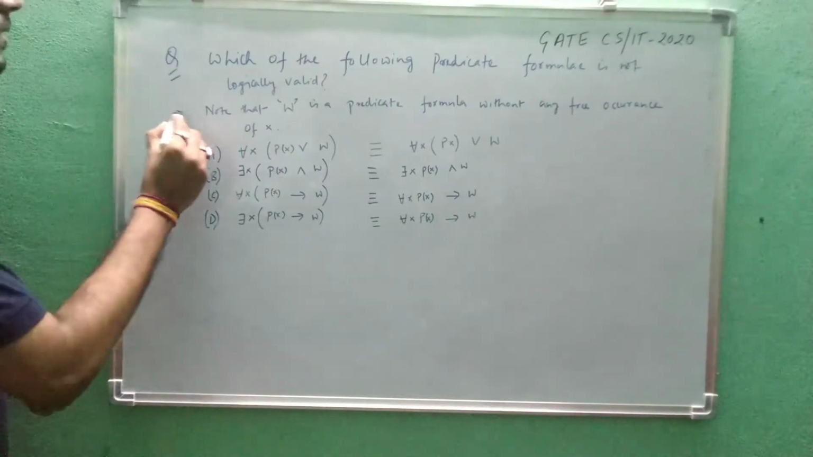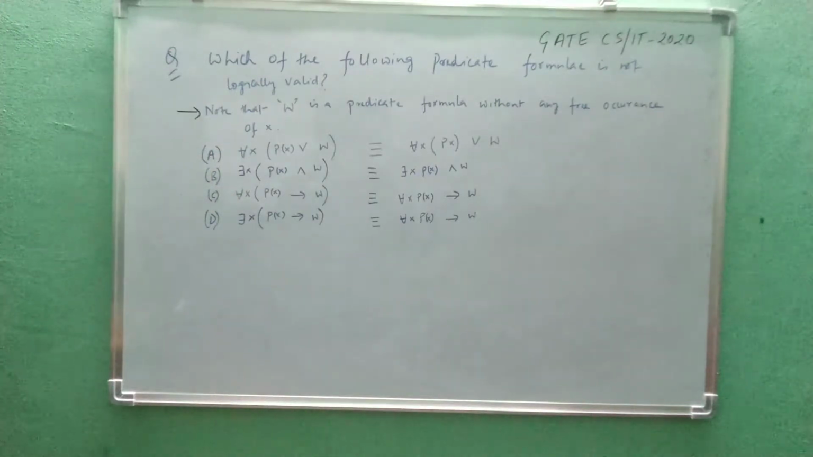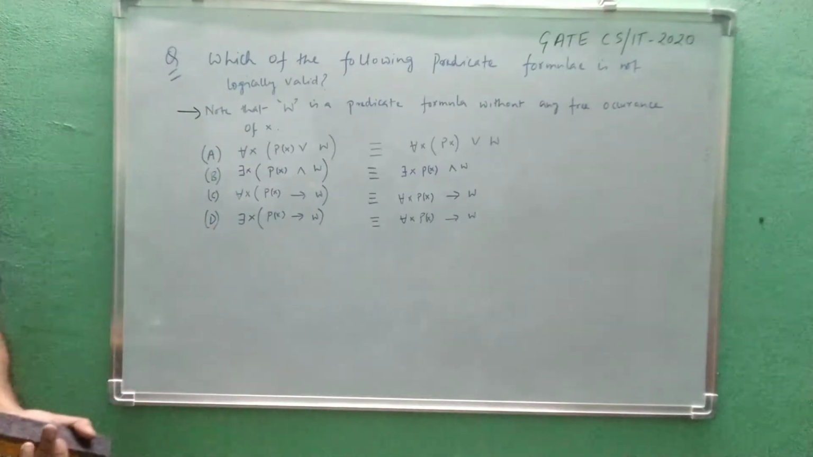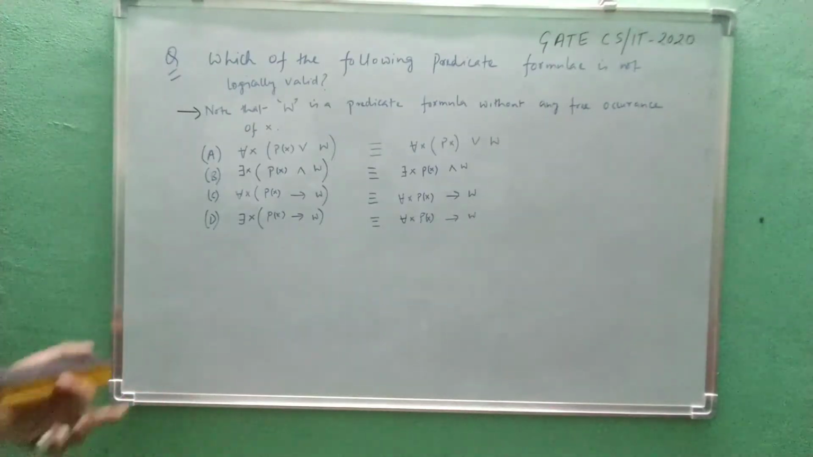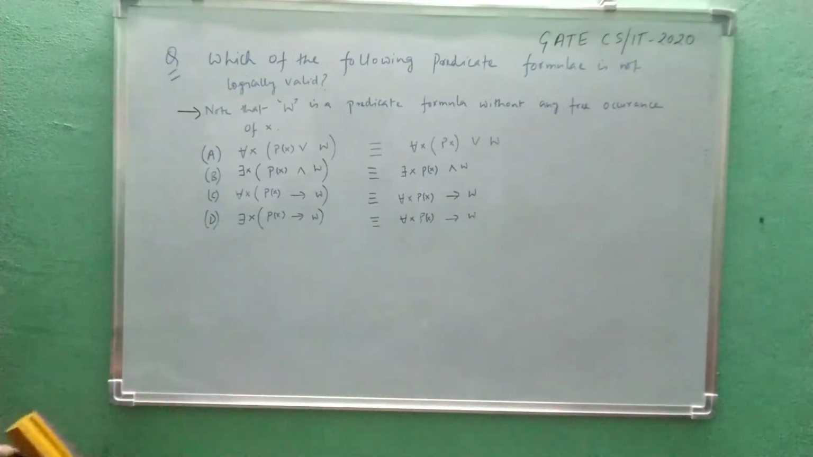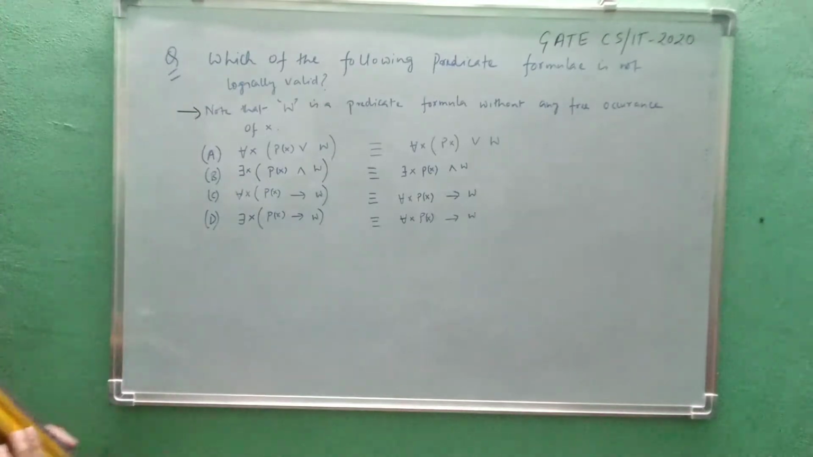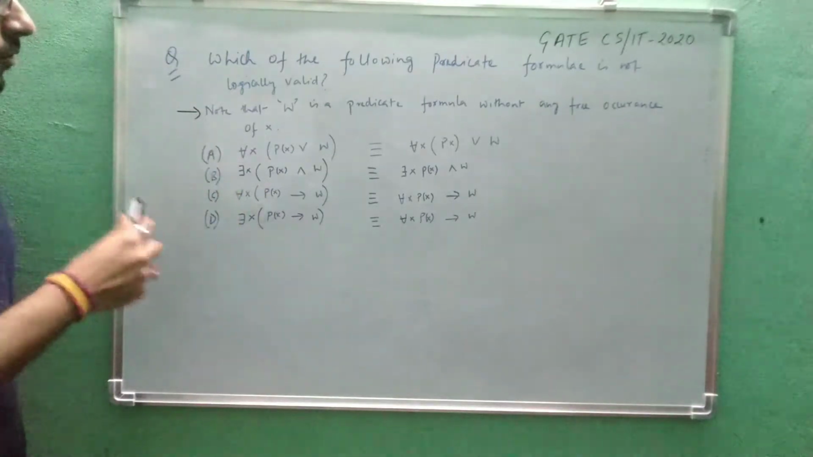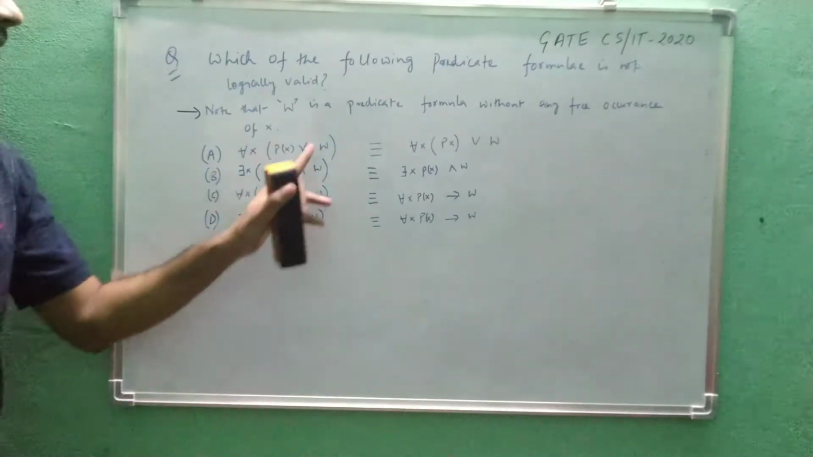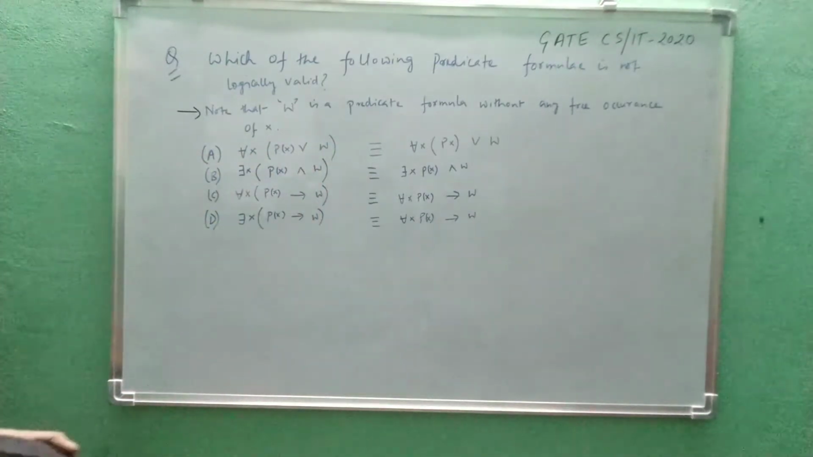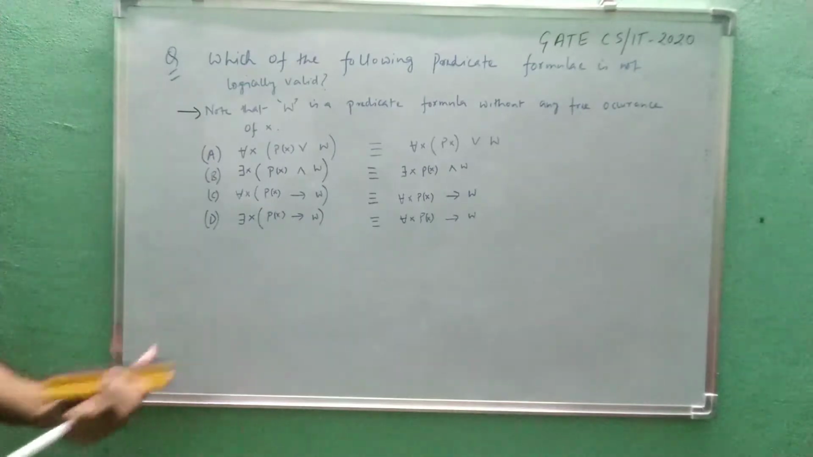Note that W is a predicate formula without any free occurrence of x, meaning W doesn't depend on x. It is independent of x, so it will behave independently of x. So the for all x and there exists x quantifiers are not going to affect anything on W. Let's start one by one and check which option is correct.